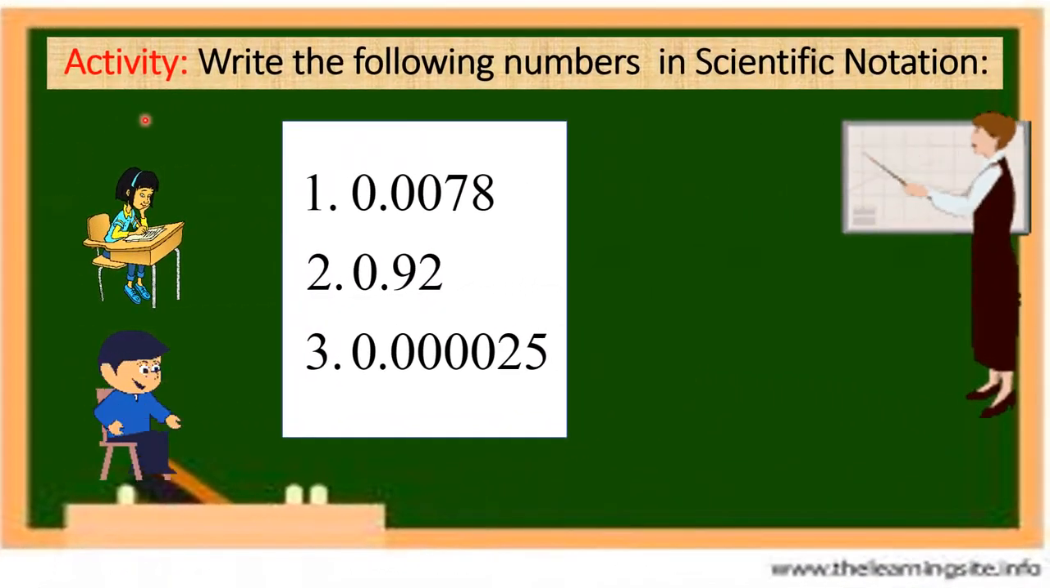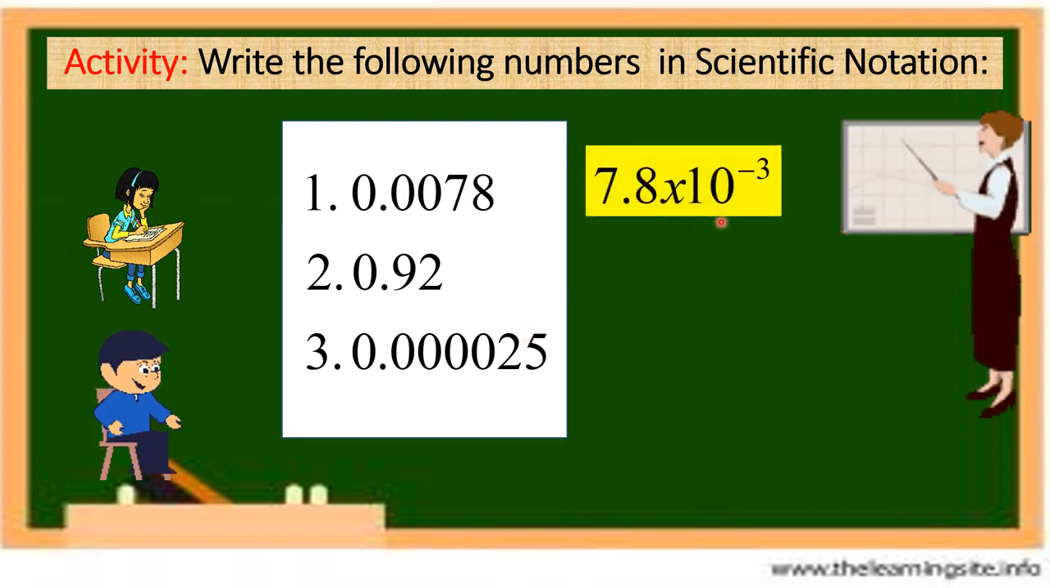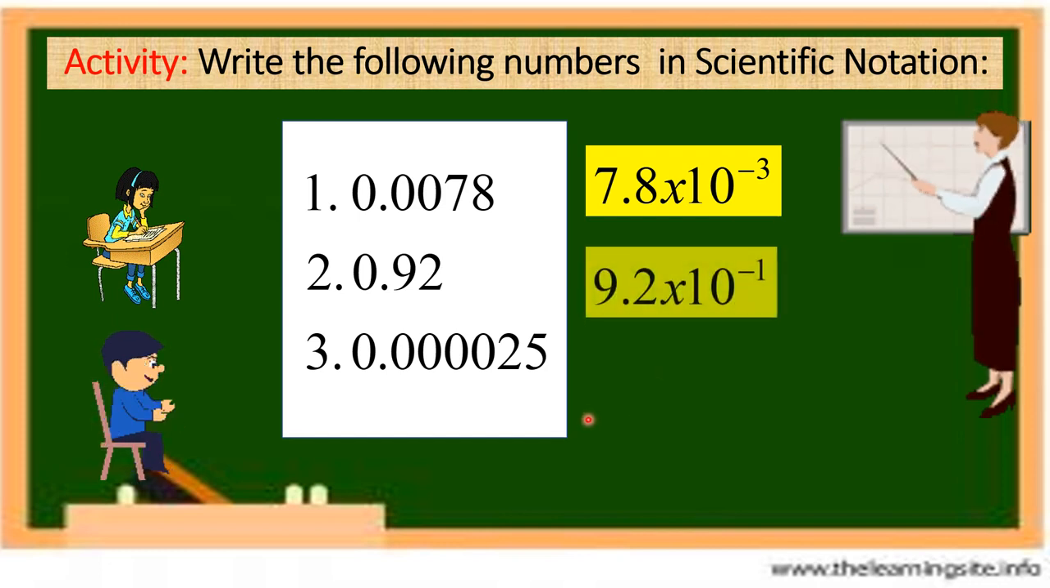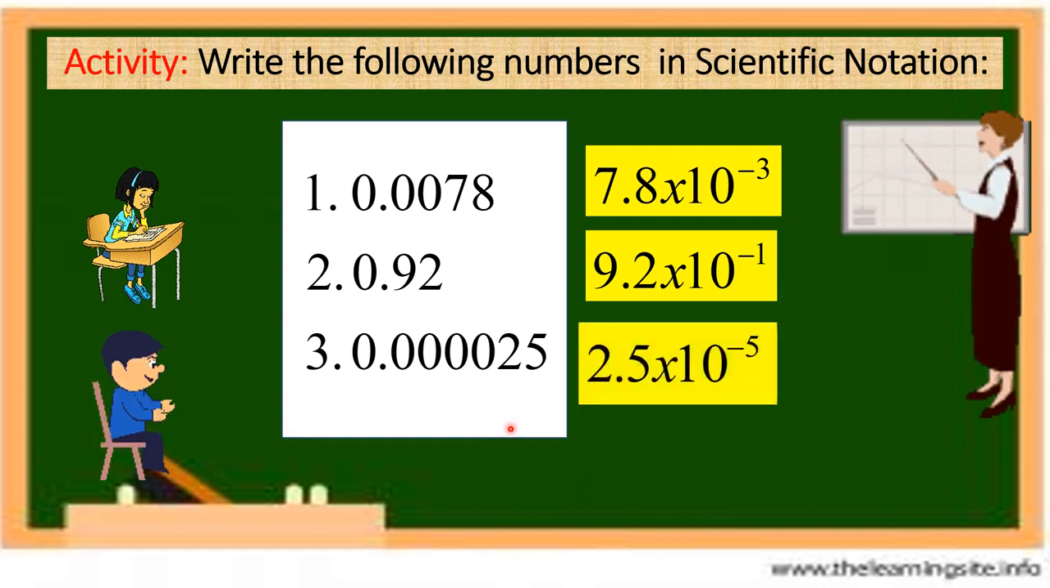Going to answer the activity, write the following numbers in scientific notation. For number 1, what is the answer? The answer is 7.8 times 10 raised to negative 3. How about the next number? That is 9.2 times 10 raised to negative 1. For the last number, we have 2.5 times 10 raised to negative 5.